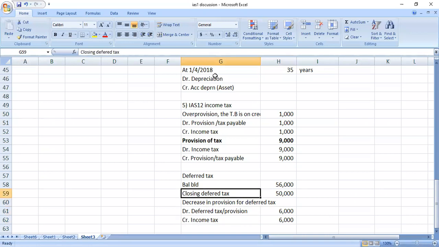I'll respond to some chats. What about if it's an under? If it's an under, like I already said, you just do the reverse. Only this part is what changes. If it's an under.